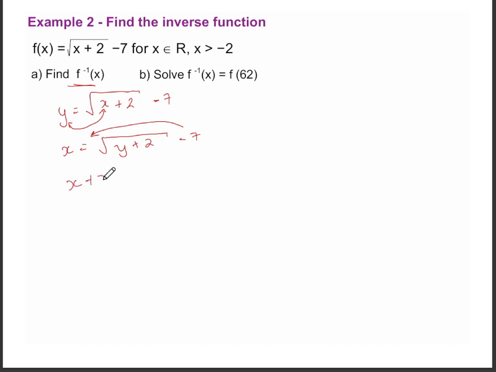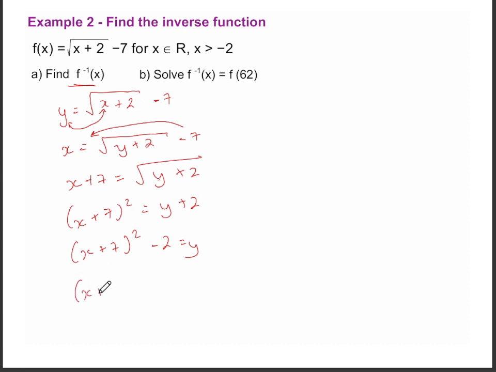So x plus 7 equals root y plus 2. And then remember, you want to make y the subject, so you want to remove the square root. So x plus 7 squared equals y plus 2. Then you subtract 2 on both sides. And so x plus 7 squared minus 2 equals y. And obviously the y is now your f inverse of x. x plus 7 squared minus 2 equals f inverse of x.